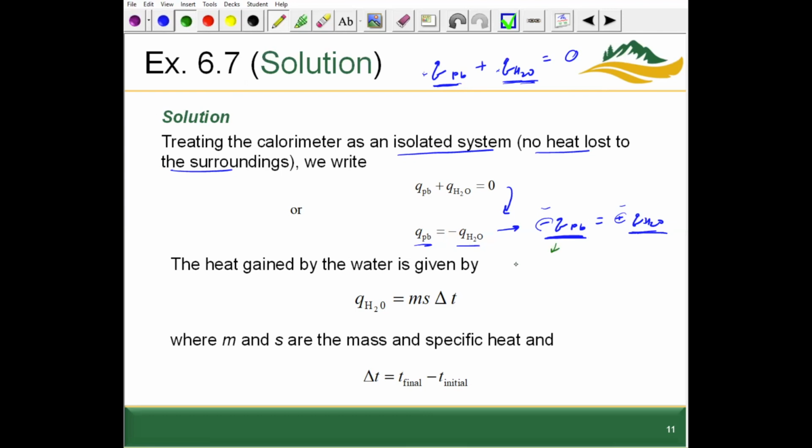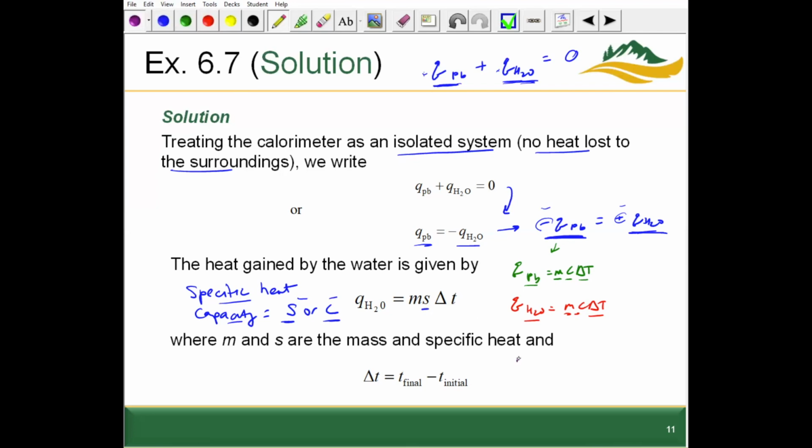Then again, Q equals MCΔT, so Q of the lead is equal to MCΔT, where this is the mass of the lead, specific heat capacity of the lead, and the delta T of the lead. Then Q equals MCΔT for water. That's also the mass of the water, specific heat capacity of the water, and delta T of the water. What you may see is that specific heat capacity can also be represented as S. So specific heat capacity you'll see as S or as C.